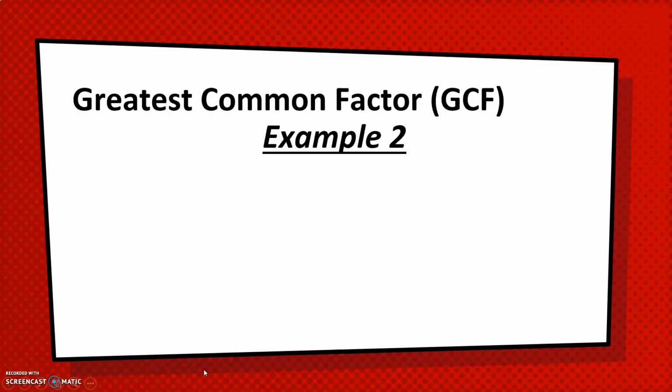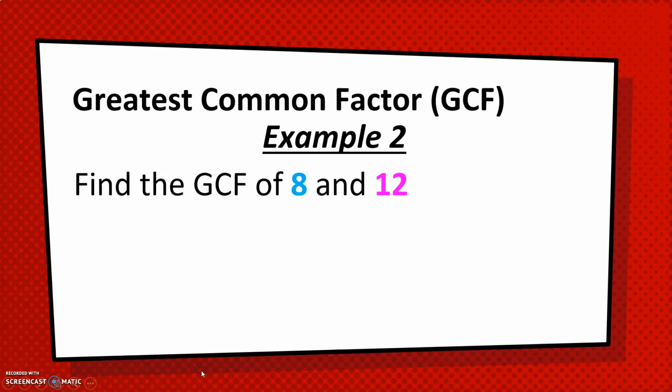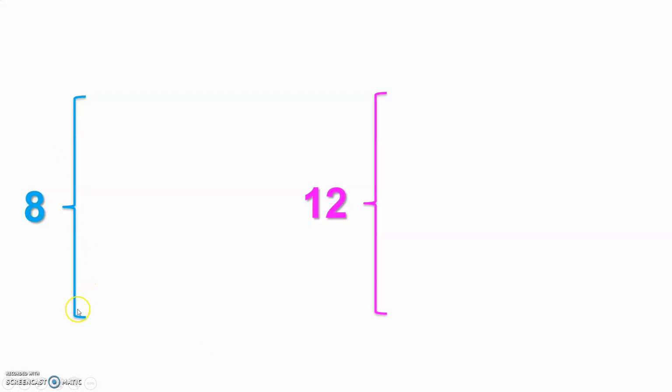Let's look at a second example. Find the GCF of 8 and 12. So I go to this kind of a drawing, and I say, okay, well, what two numbers multiply together to give me 8? Well, how about 4 and 2? Now 2 is prime, so I'm not going to go any further.